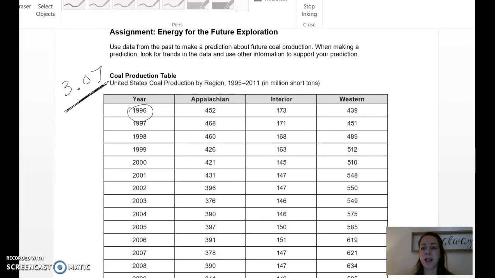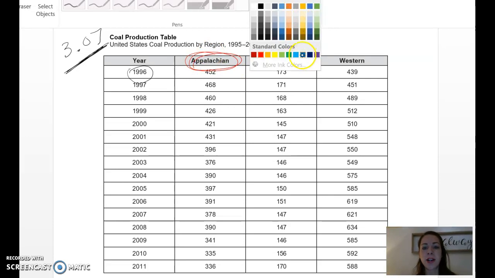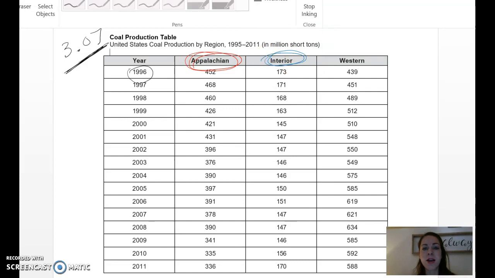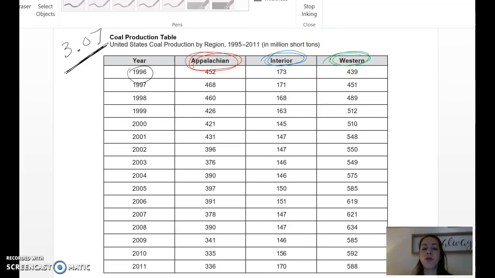So let's start by looking at the table here, and I'm going to scroll down. This table shows coal production by year. It has 3 areas, and I'm going to give each area a color because we'll be graphing them later. Appalachian, I'm going to do in red. Interior, let's do blue. And the other region is Western, and I will do green. For each area, you can see the amount of coal that was produced per million short ton. The unit is right here, and this is important when we get to the graph. We need to label our axes.